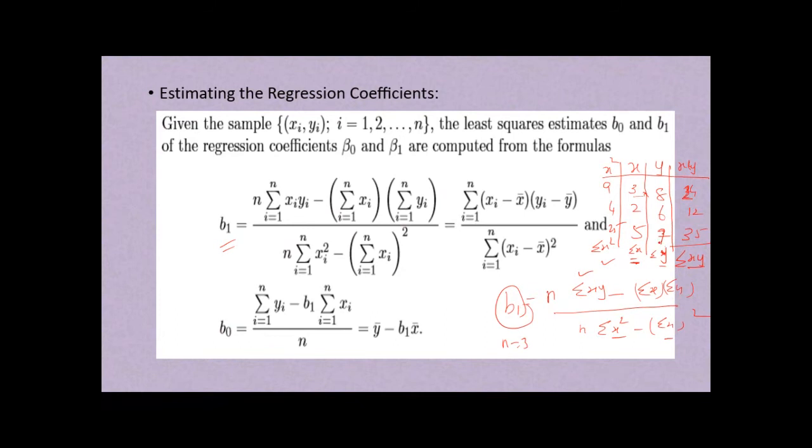You got an idea? So the x and y will be given to you. You will find x square, you will find x into y, and find the total of every column. Okay, that will give you the terms we need to find b1.